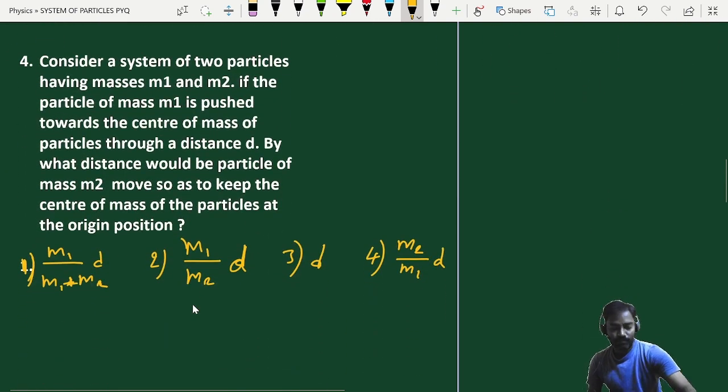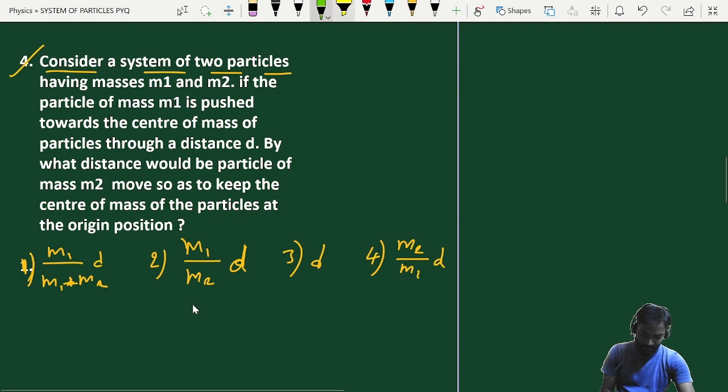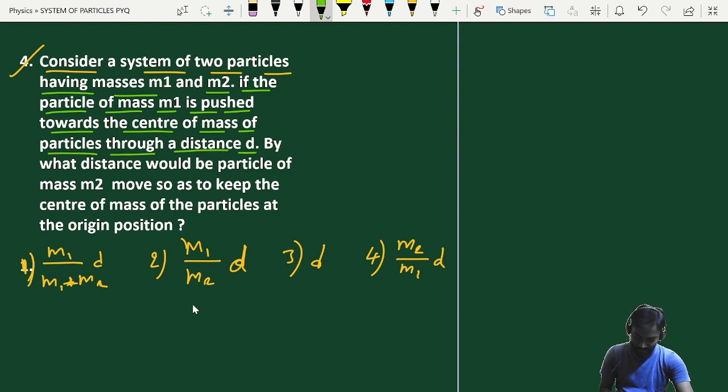Next, let's move on to the fourth question. Consider a system of two particles having masses m1 and m2. If the particle of mass m1 is pushed towards the center of mass of the particles through a distance d, by what distance would the particle of mass m2 move so as to keep the center of mass of the particles at the original position only?